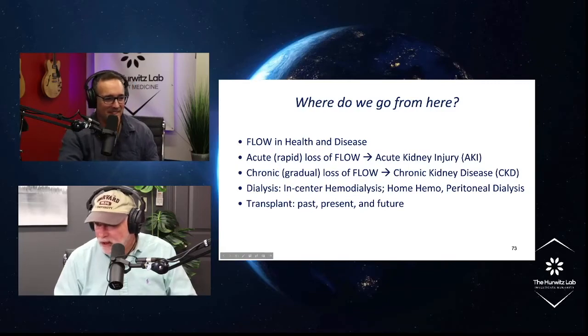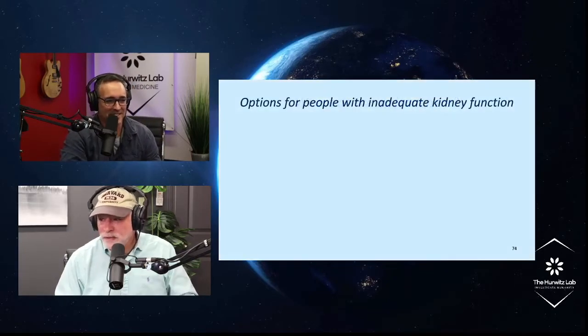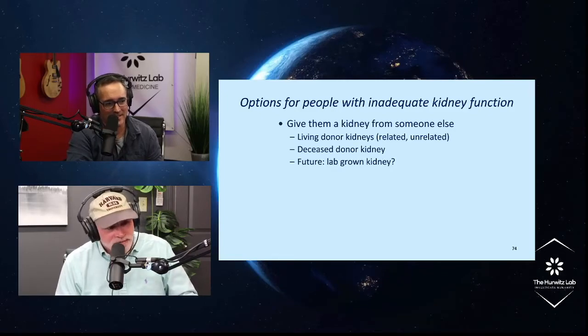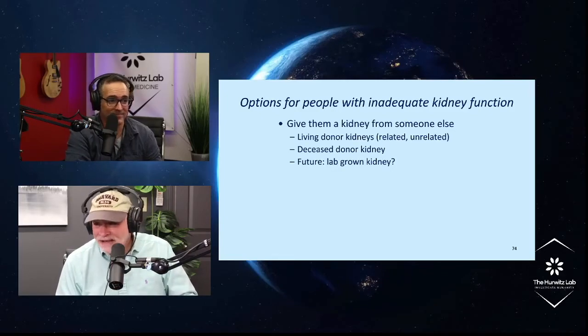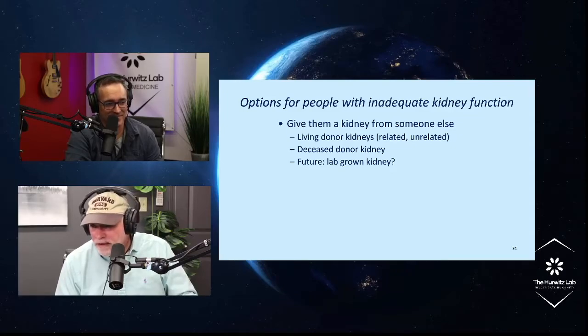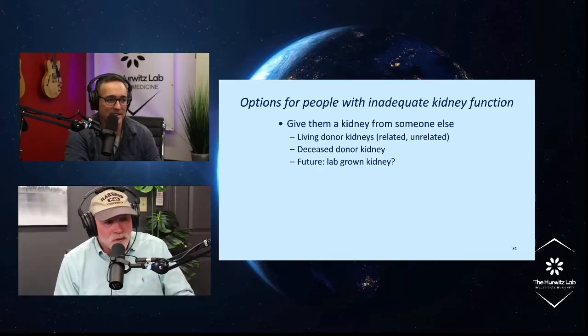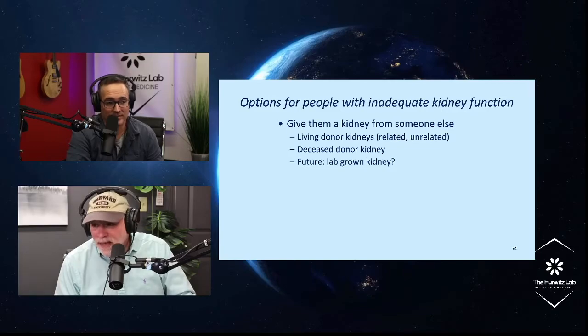Go ahead. Okay. So options for people with inadequate kidney function: give them a kidney. I mean, this is not rocket science. So the kidney can be from a living donor, a related or unrelated living donor, a deceased donor, or a lab-grown kidney, or something new. Now, we talked about last time the big breakthrough, the pig kidney. So again, that goes up to number one, living donor.